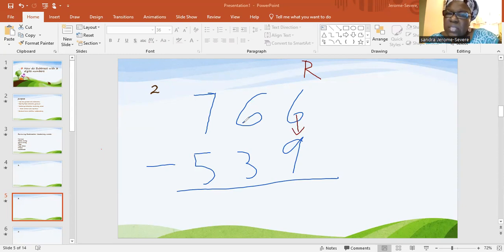You say 6. Remember, we start on top, always start on top going down. So you say 6, take away 9. If you have 6 fingers, can you take away 9? Do you have 6? Can you take away 9? So let's make 6 circles: 1, 2, 3, 4, 5, 6.